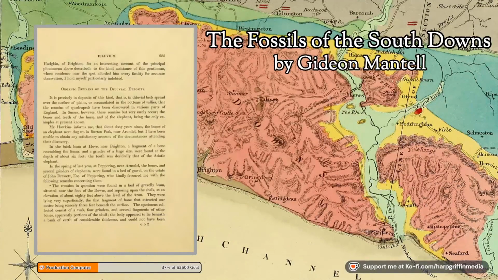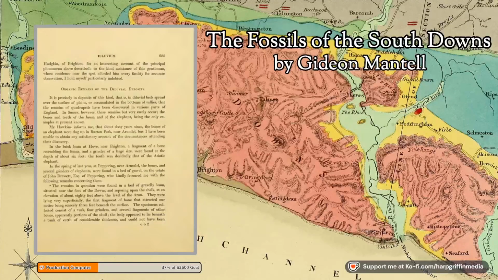Organic remains of the diluvial deposits. It is precisely in deposits of this kind, that is, in diluvial beds spread over the surface of plains, or accumulated in the bottoms of valleys, that the remains of quadrupeds have been discovered in various parts of England. In Sussex, however, these remains but very rarely occur, the bones and teeth of the horse and of the elephant being the only examples at present known.